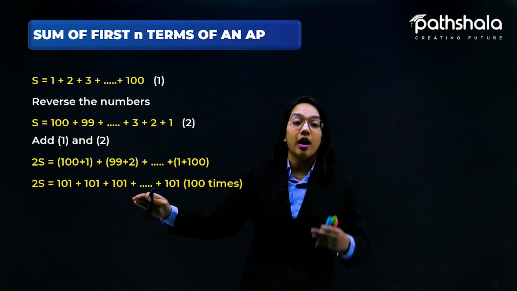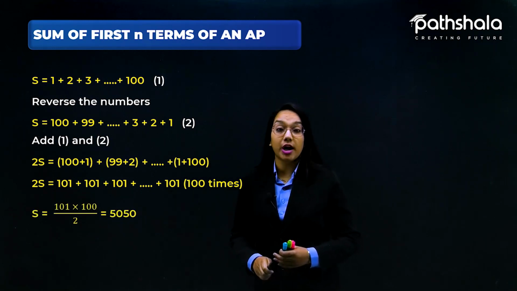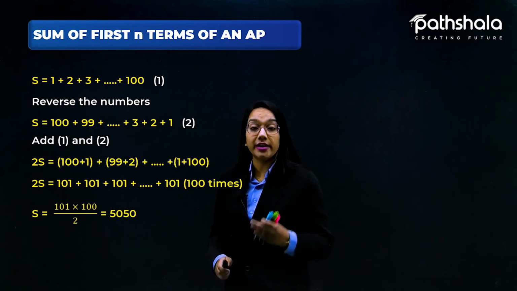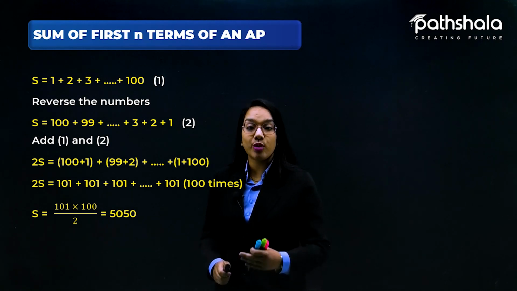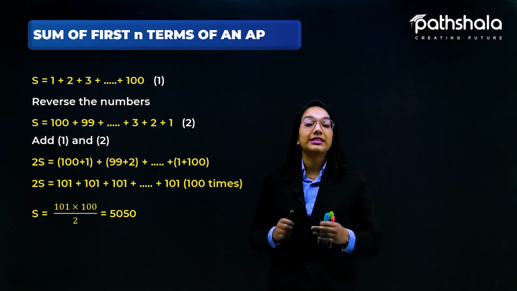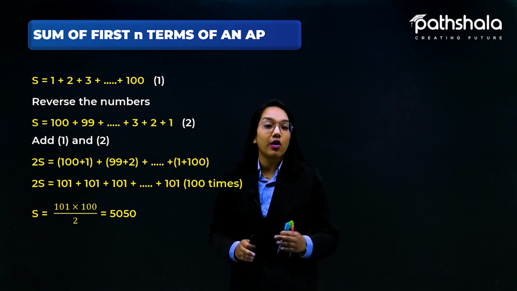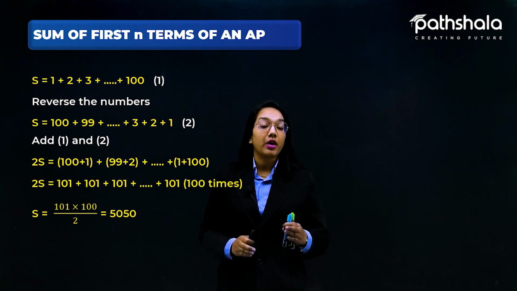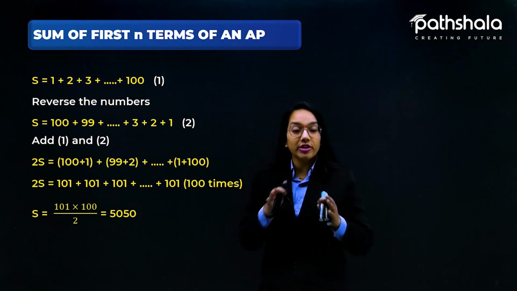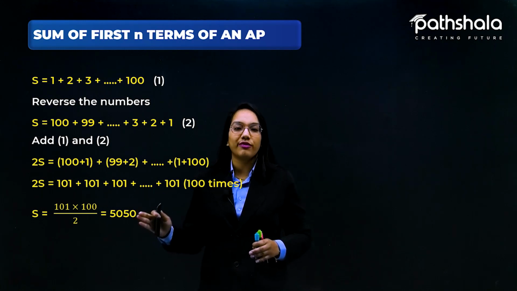So at the end, solving for the value of S, I get 101 into 100, because 101 is summing up 100 times. So it would be 101 into 100 divided by 2, which is 5050. Hence, the sum of the first 100 terms is equal to 5050.